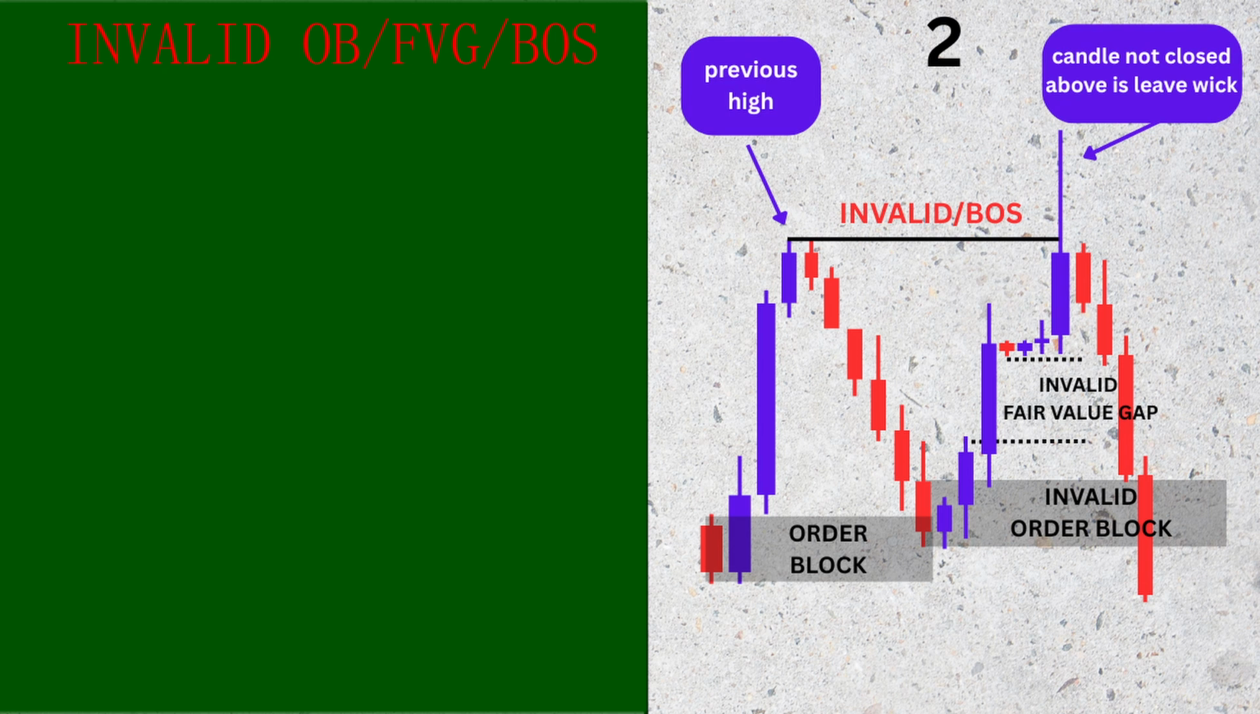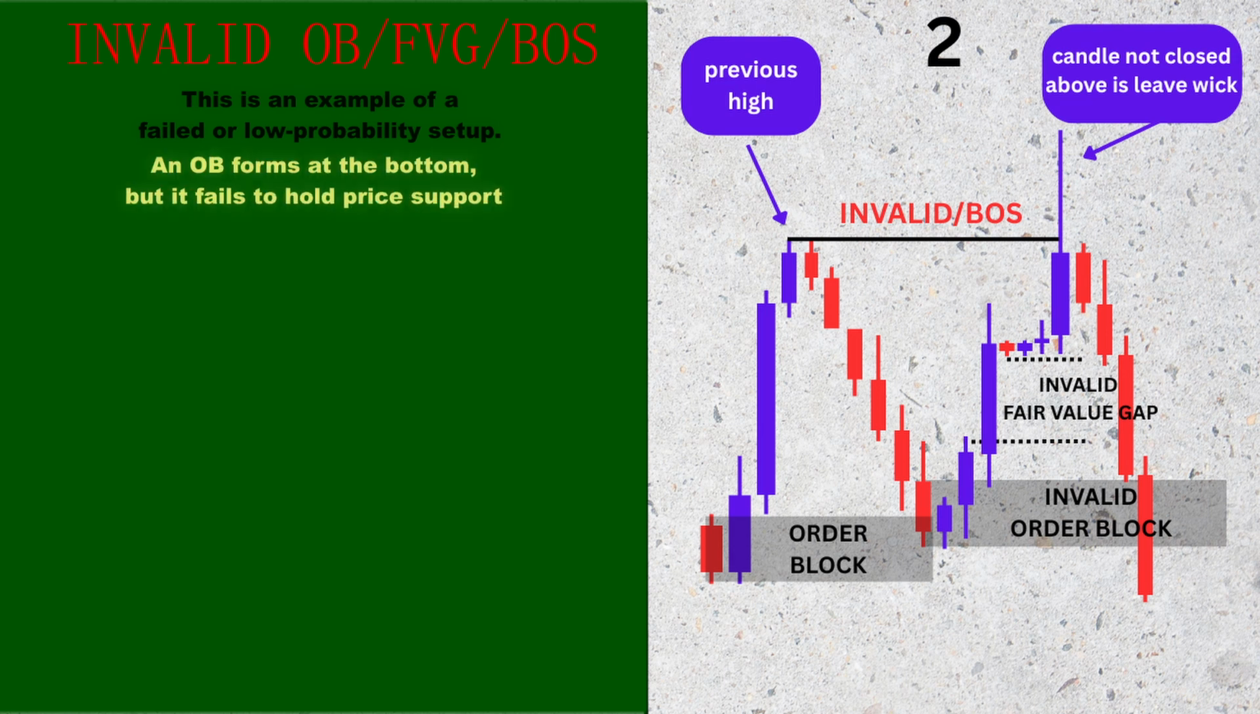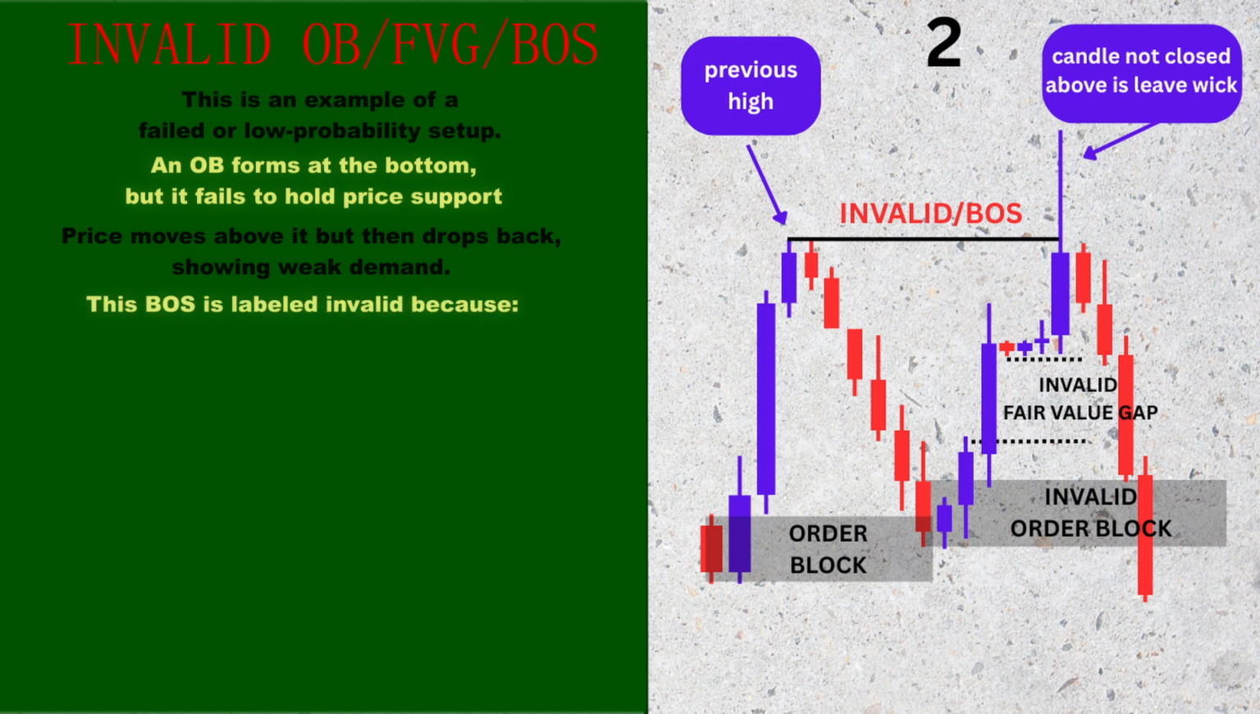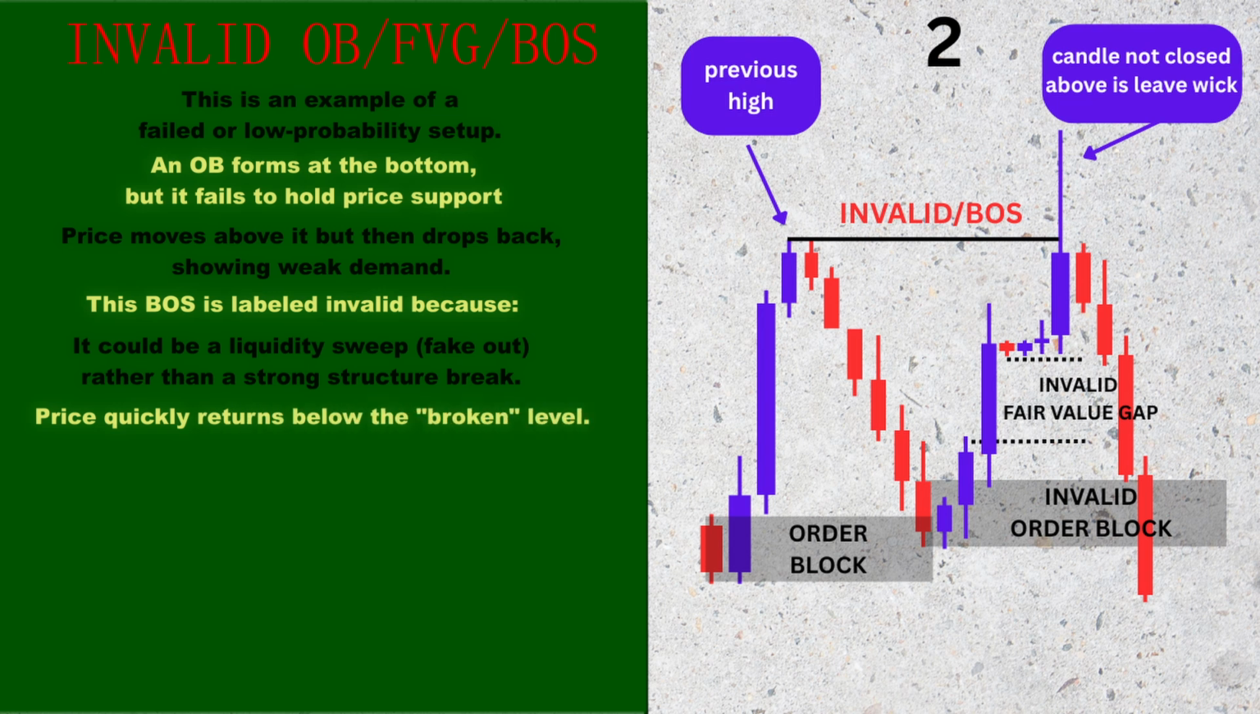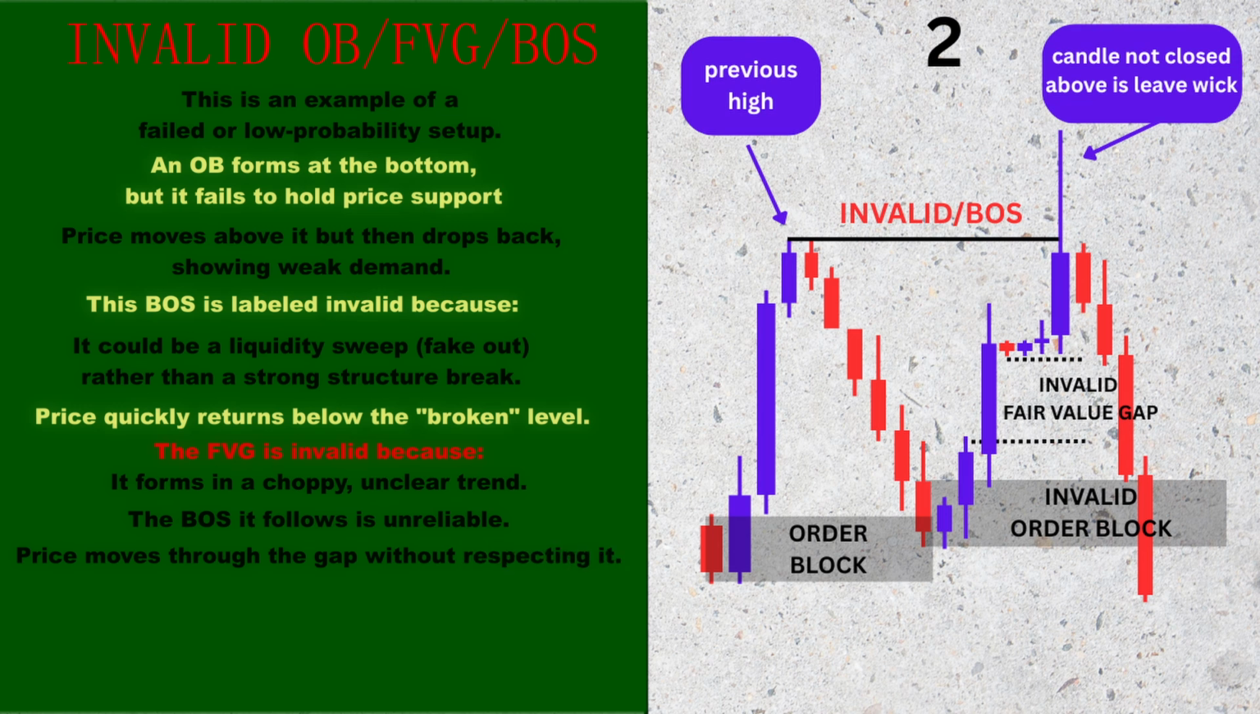Number 2. Invalid setup. This is an example of a failed or low probability setup. An OB forms at the bottom, but it fails to hold price support. Price moves above it but then drops back, showing weak demand. This BOS is labeled invalid because it could be a liquidity sweep, a fake out, rather than a strong structure break. Price quickly returns below the broken level. The FVG is invalid because it forms in a choppy, unclear trend. The BOS it follows is unreliable. Price moves through the gap without respecting it.